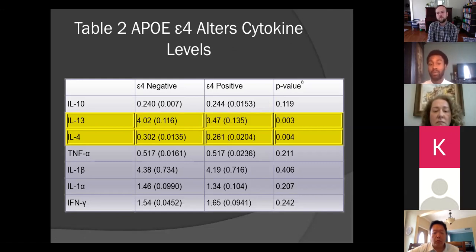And also, even in the IL-4, the APOE epsilon 4 negative patients were 0.302 compared to the APOE epsilon 4 positive patients, which was 0.2601. And also, again, it's statistically significant.